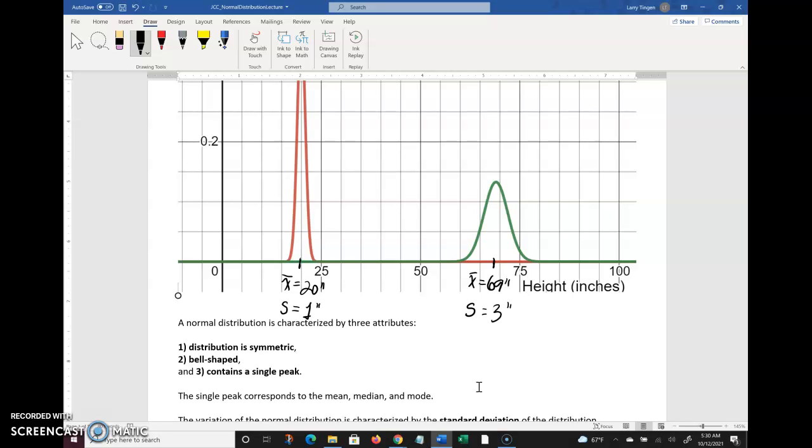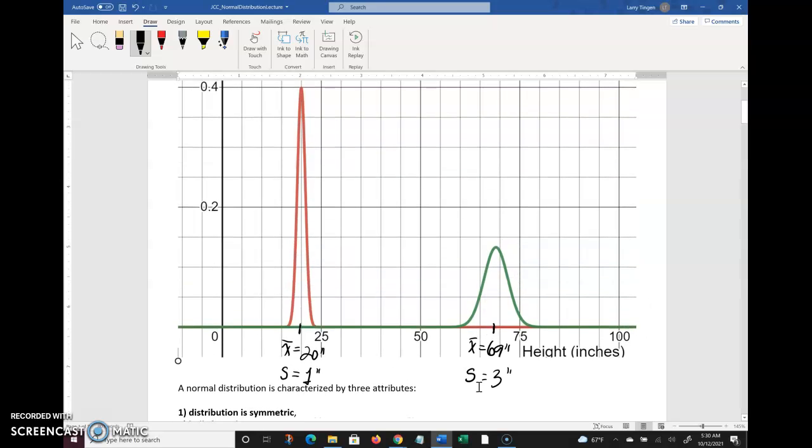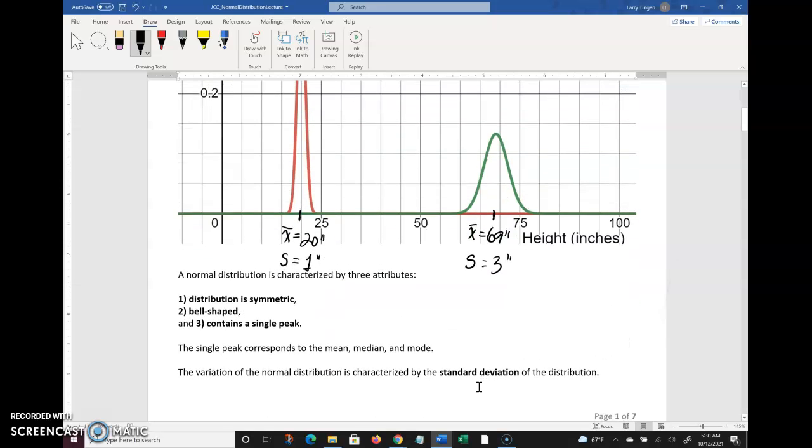But they're both normally distributed, because a normal distribution only has 3 characteristics we have to follow. The distribution is symmetric, which we talked about before, it's bell-shaped. This is where you've heard of the bell curve. And then the distribution needs to have a single peak. Both the graph of the newborn length and the adult male height meet those requirements. So we're looking at 2 normally distributed data sets.